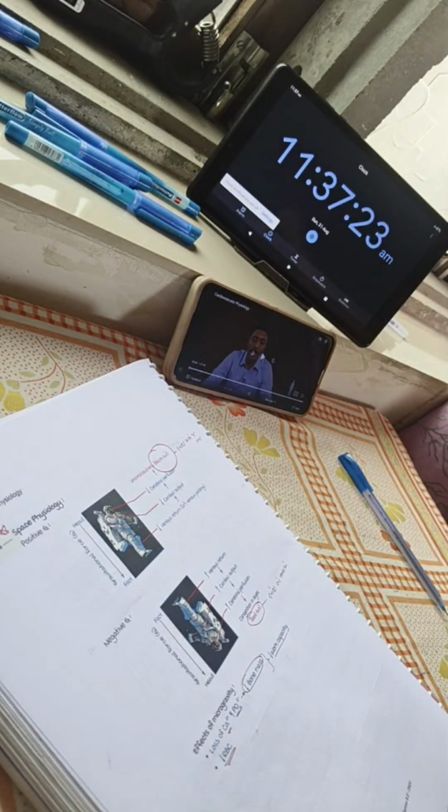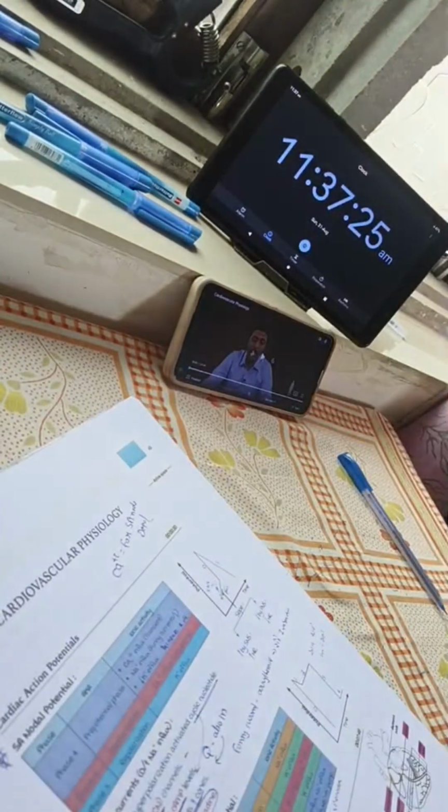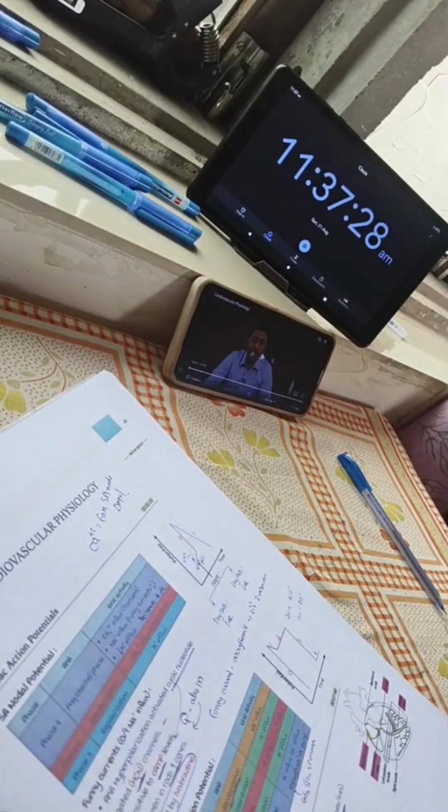Let's start our second session for cardiovascular system. We have taken a short break and now we have resumed.